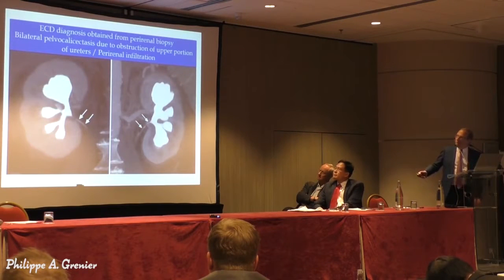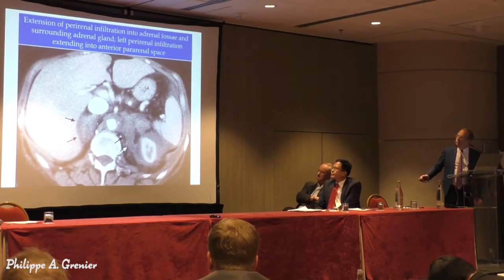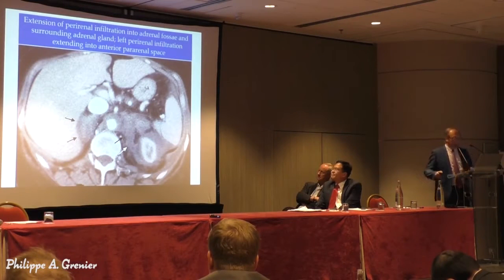We see the pelvocalyceal ectasia due to the obstruction of the proximal portion of the ureter here, due to the perirenal infiltration that is also present as well. And sometimes we have also an extension of perirenal infiltration into the adrenal fossae, and surrounding the adrenal glands like here, associated with the left perirenal infiltration extending into the anterior perirenal space. So this is the most common pattern of the abdominal involvement.